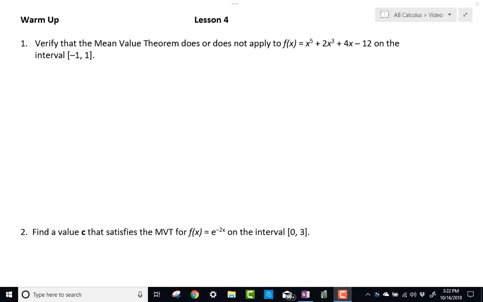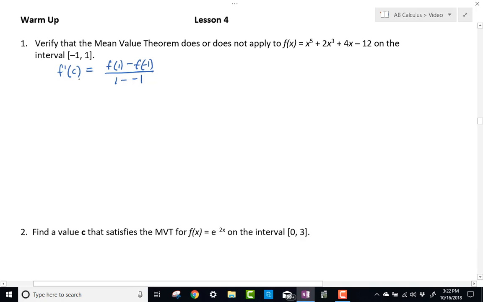Okay, so here on lesson 4, we're supposed to verify that the mean value theorem does or does not apply to this polynomial on the interval from -1 to 1. If you remember, the mean value theorem says that in this interval -1 to 1, there's a value of c such that f prime of c is equal to the slope within the interval. So this would be f of 1 minus f of -1 all over 1 minus -1. That's what we're supposed to verify, whether it does or does not apply on this interval.